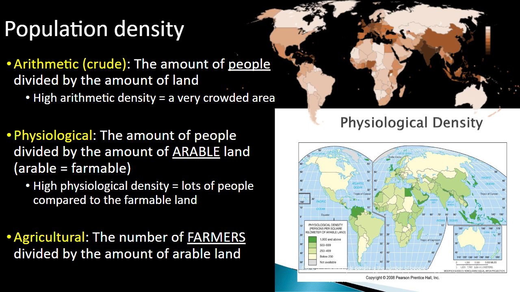So you don't want to have too much physiological density. If you have too many people, not enough farmable land, what could happen? Starvation, and they'll chop off Marie Antoinette's head or something. Yeah, that's what happened in France. Or the Russian Revolution, or any of the revolutions. Most revolutions start with physiological density problems because they didn't have any food.